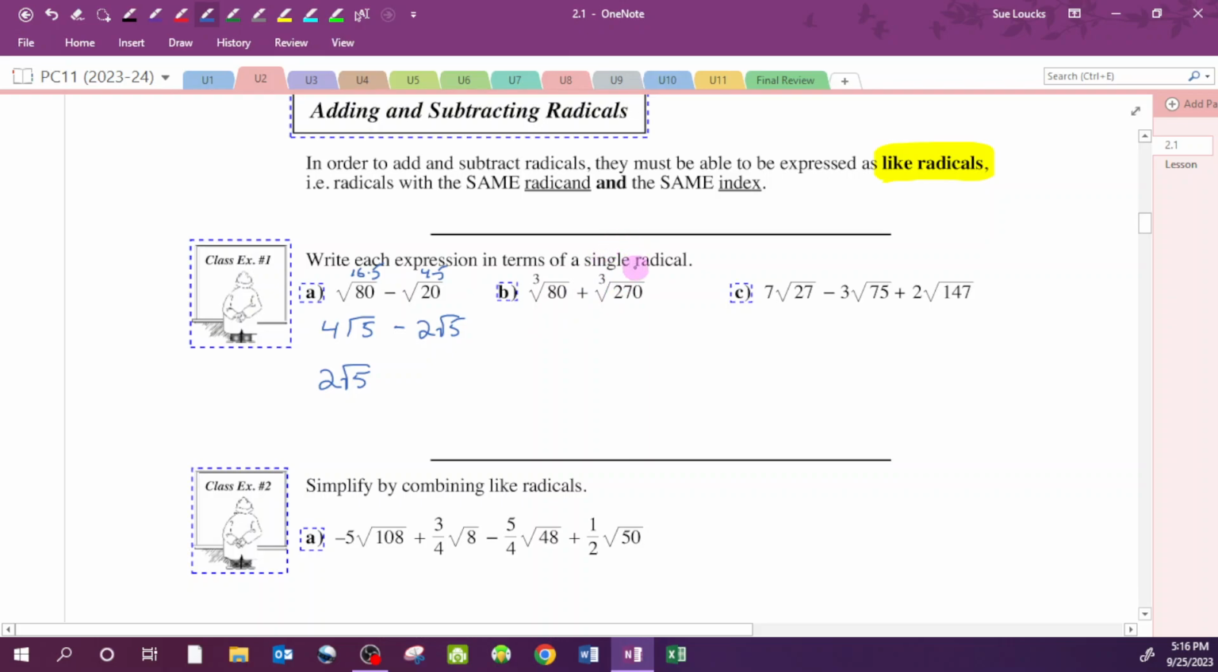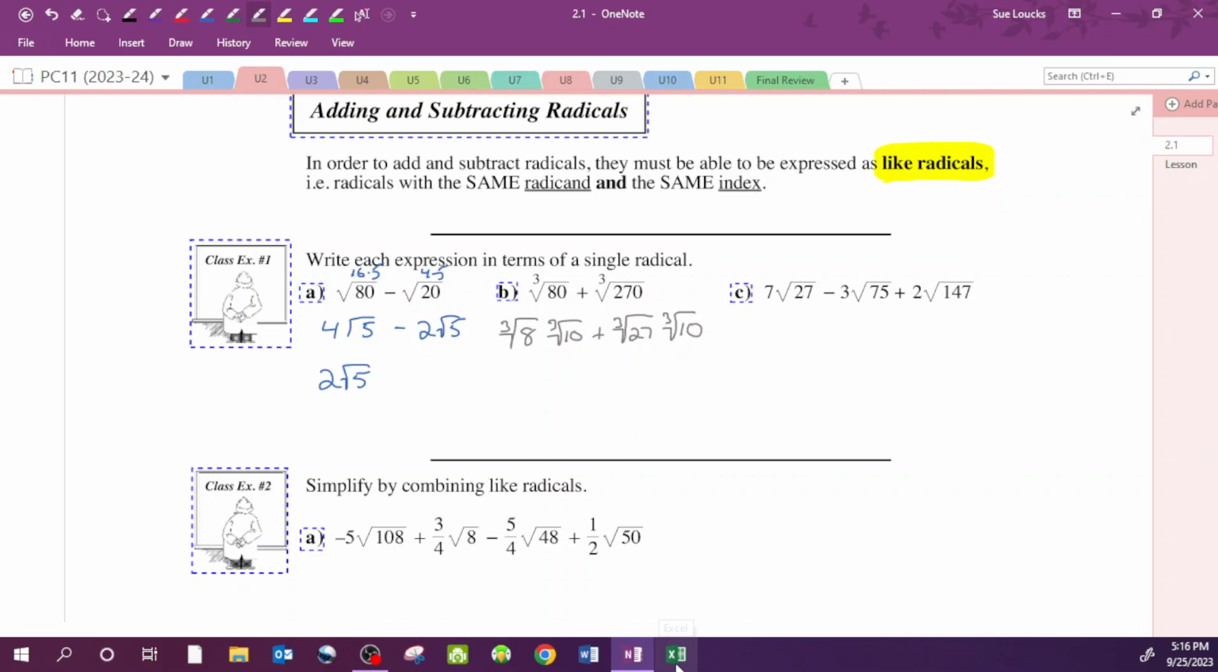This one, I need the cube root, so I'm going to write it out in a little bit more detail here. I'm going to write this as the cube root of 8 times the cube root of 10 plus, and then this I can see is going to be 27 times 10. So that's the cube root of 27 times the cube root of 10.